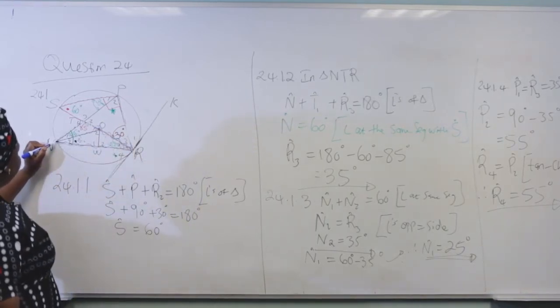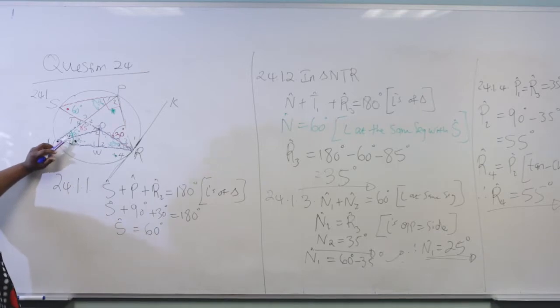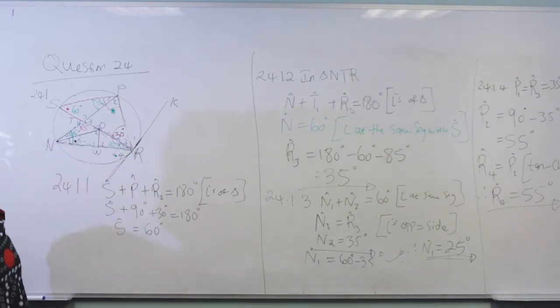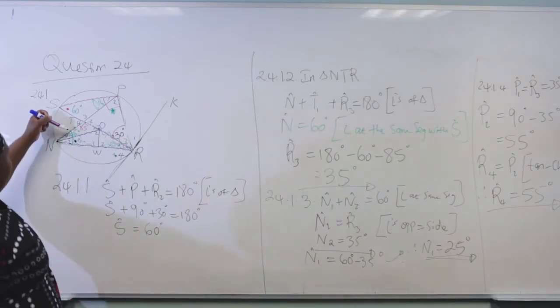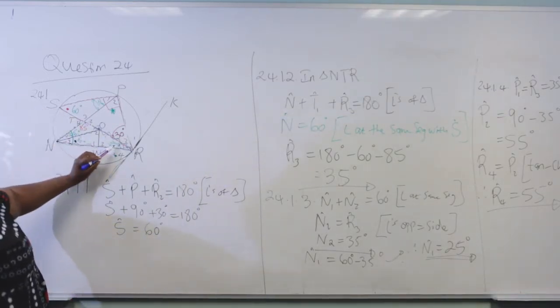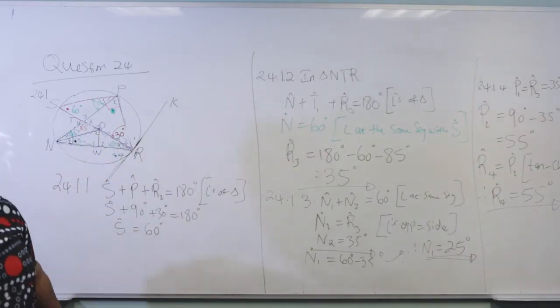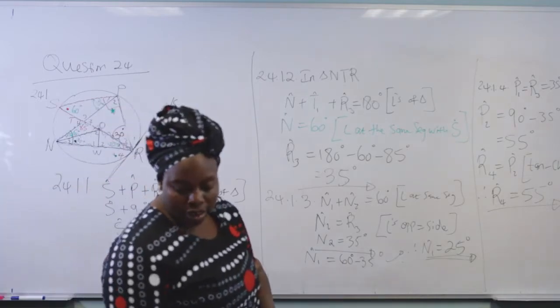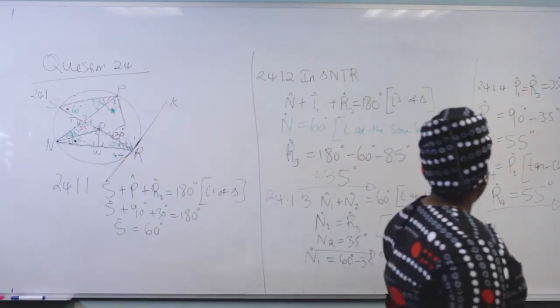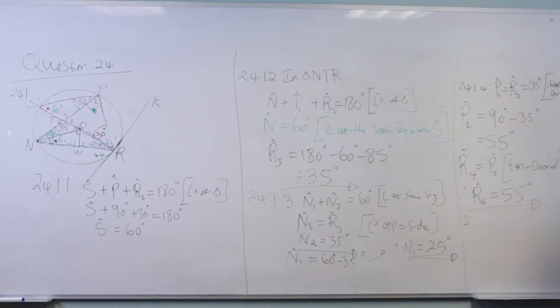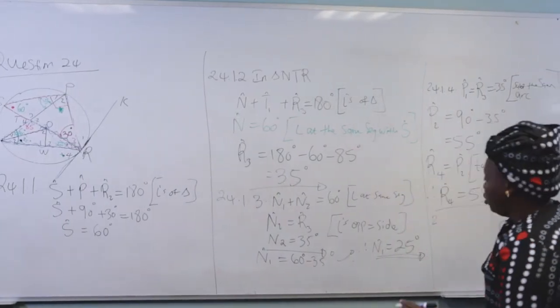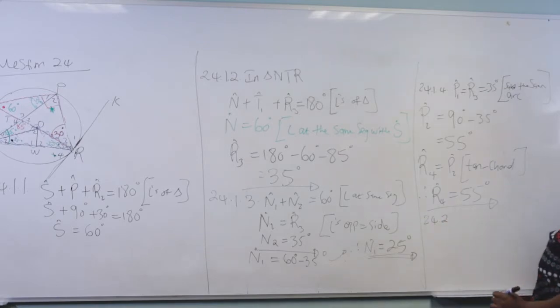So if this is a tangent, it means that we need to have found that the angle N1, which is between the tangent and the chord, will be equals to R. And that is not the case because this is 25 and this is 35. So they are not equal. If they are not equal, it means no, NT is not a tangent. So you're going to conclude it like that because it's not. What are you going to say? You will say in 24.2, what is the question?